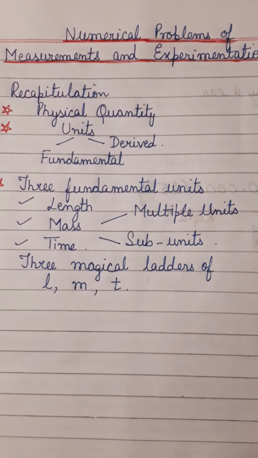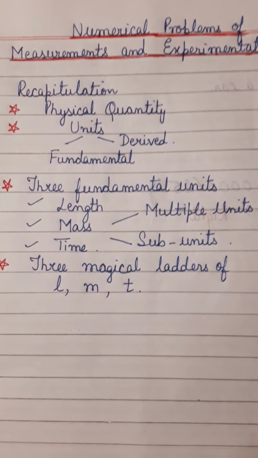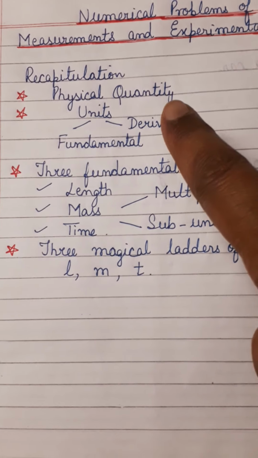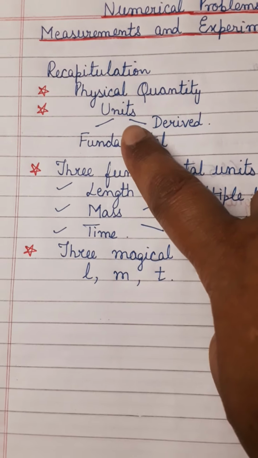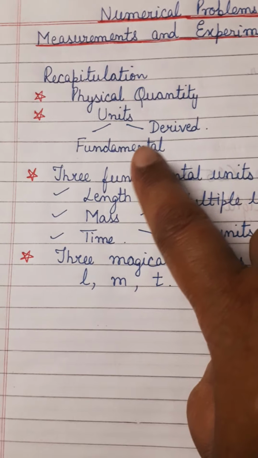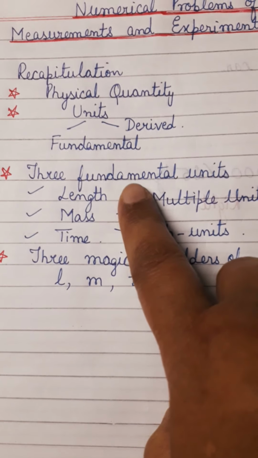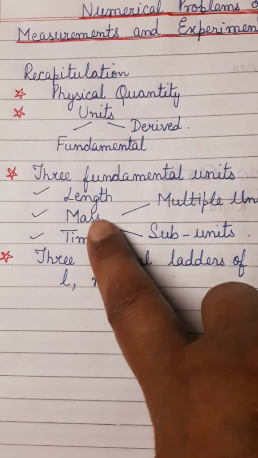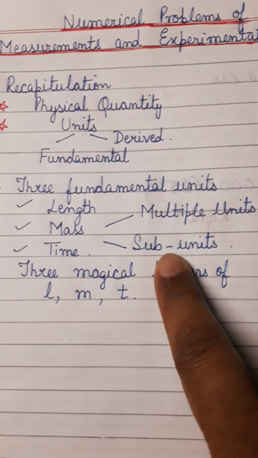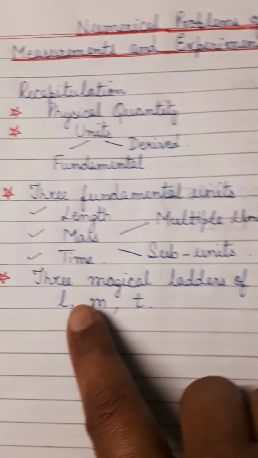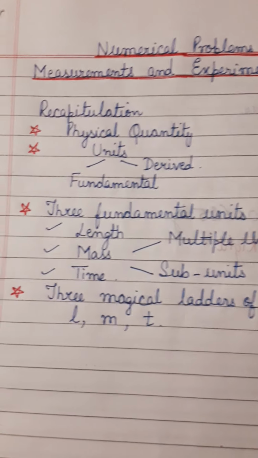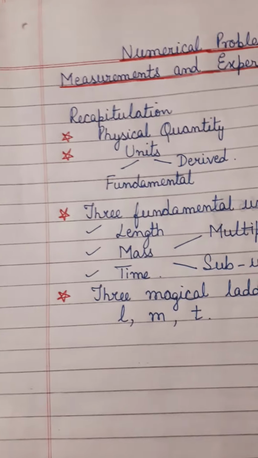Before we start with the numerical problems, let's have a quick recap of what we studied in our previous two classes. Children, we studied about physical quantity. Then I told you that unit is very important to express a physical quantity. And then we discussed the two types of units, that is fundamental and derived units. We also did three fundamental units, that is length, mass and time. And in detail we discussed the multiple units and the subunits of these three fundamental units. Thereafter I gave you the three magical ladders for length, mass and time for your convenience. I hope you must have gone through the previous lecture carefully.